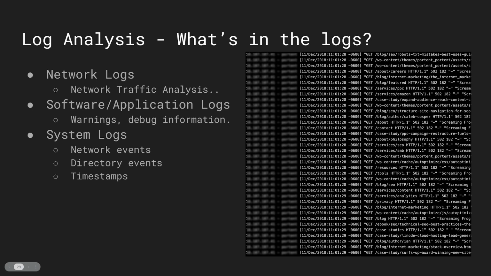So, what is in the logs? Well, we've already talked about network traffic analysis. Those are a form of network logs, so we can look at the packets traveling back and forth between interfaces. We can look at software application logs, which will give you warnings and debug information depending on how much logging the software or application has enabled. We can also look at system logs, which are going to give you network events, directory events, timestamps, security events, user creation, etc. It all depends on how much you actually have turned on in your system as to what's going to get logged.